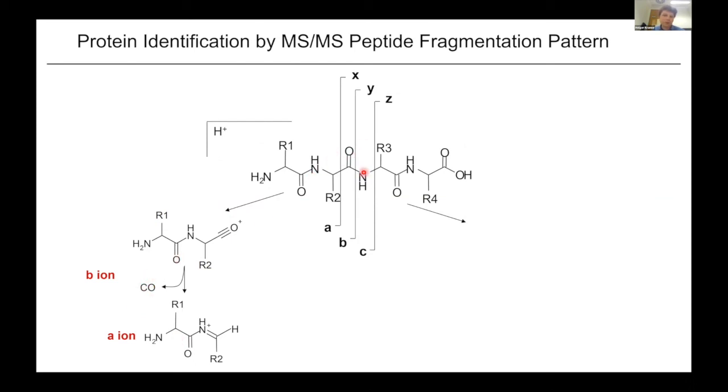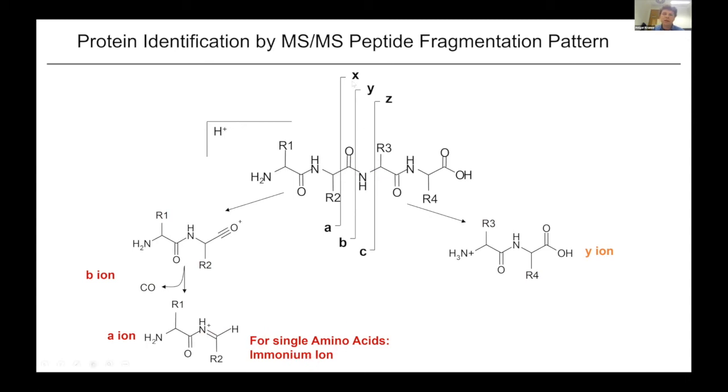However, if we break this bond, we would expect that not only is there an N-terminal fragment formed, but there's also a C-terminal fragment formed, and that C-terminal fragment is referred to as a Y ion. If we have, rather than a whole polypeptide chain still connected, only a single amino acid, that is also referred to as an ammonium ion. And that can be indicative of the presence of that particular amino acid in the sequence.